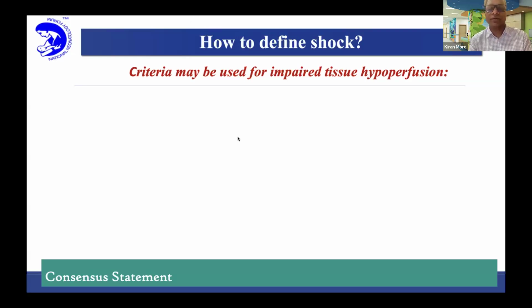I think it's better we try to be interactive. Only 10, 12, 14 people are attending. So for a 30-weeker, what mean blood pressure will you accept? Please type in the chat box or speak up. A 26-weeker, a 23-weeker. So MAP equal to gestation is a blanket cutoff.